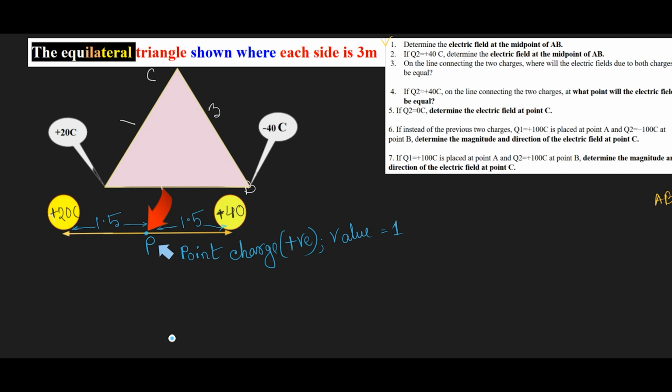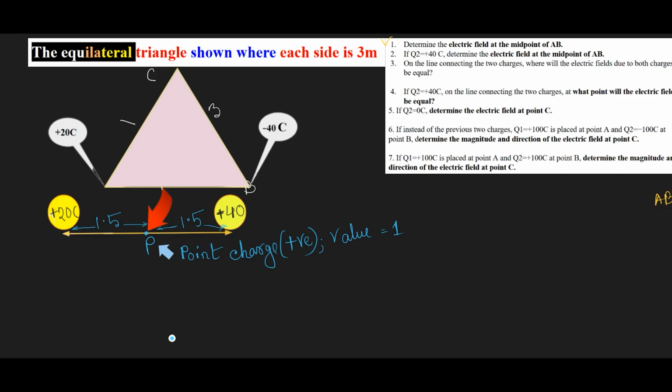Now, number 2, if Q2 is positive 40 coulomb, it means before it was minus 40, now it is positive 40 coulomb. At P point, it means the midpoint of AB, what will be the total electric field, right? Here only one change, the rest of the things are same as before. Just the B point charge is changed to positive and the magnitude is same as before.